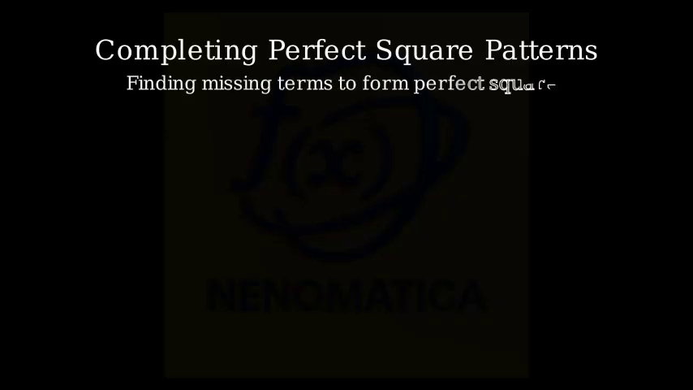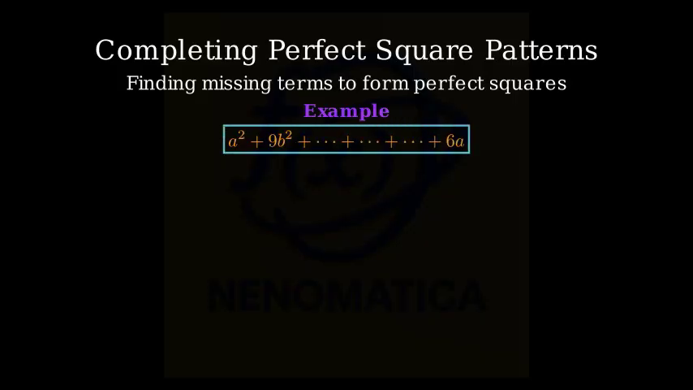Welcome to this math tutorial. Today, we're going to learn about completing perfect square patterns. We'll solve problems where we need to find missing terms to make expressions equal to perfect squares. Let's look at our first example. We have the expression. Our task is to determine what these missing terms should be so that the entire expression equals a perfect square.